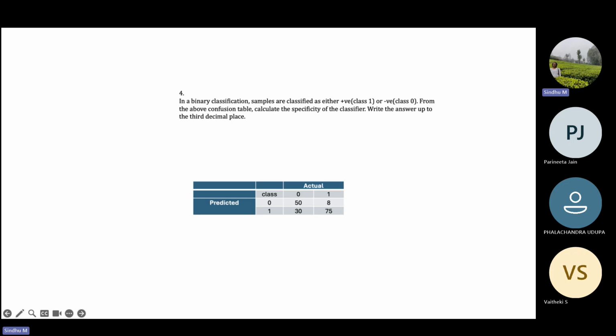So this 50 means that it is actually class 0 and it is also predicted as class 0. But this number 8 means that it is actually class 1, but the model has predicted it as class 0. So you have to interpret it like that.